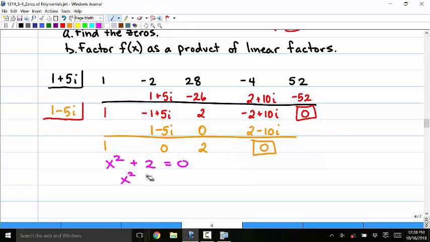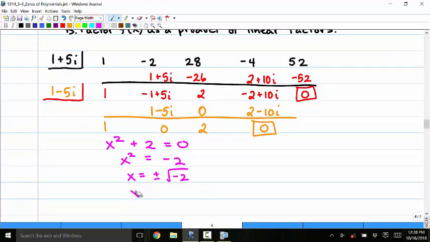X squared will equal negative 2. X equals plus or minus the square root of negative 2. So x equals plus or minus root 2i. This was a degree 4 polynomial. How many zeros have I found? 4.